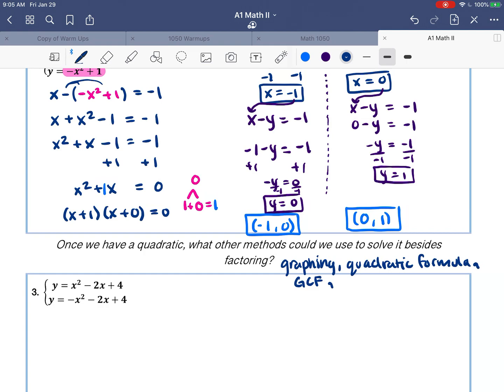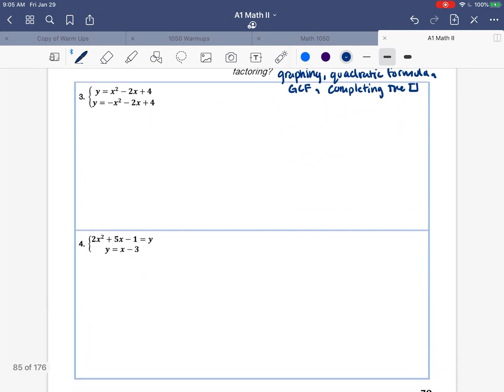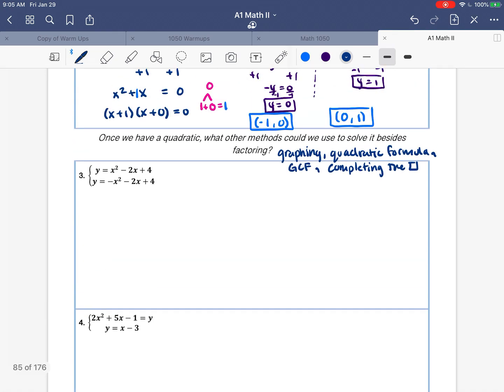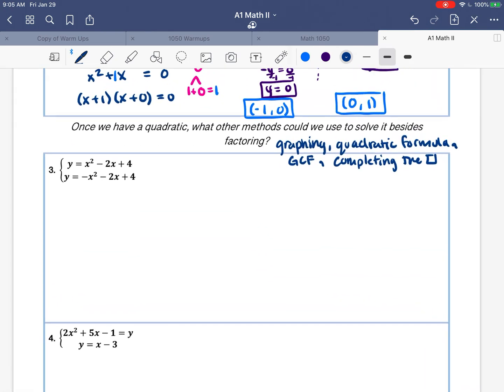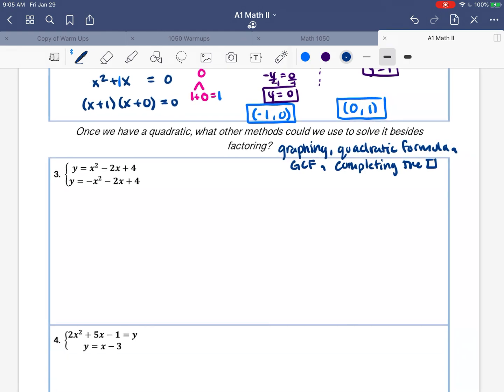GCF, the greatest common factor method. There's also completing the square. Technically that would work, although nobody likes doing that to solve stuff. So completing, I think that has an E. Completing the square. So truly a bunch of different ways. One that we will explore here before we end this lesson is graphing, because graphing is a super fast and easy way to find the solutions for these.